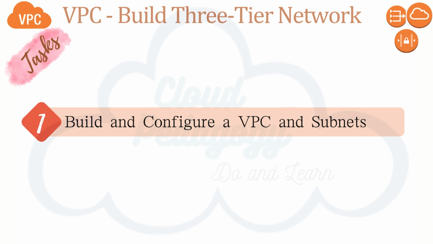Build and configure a VPC and subnets. With Amazon Virtual Private Cloud, meaning Amazon VPC, you can launch AWS resources in a logically isolated virtual network that you have defined. This virtual network closely resembles a traditional network that you would operate in your own data center. So basically, it has the same benefits of using the scalable infrastructure of AWS. A subnet is a range of IP addresses in your VPC. You can create AWS resources such as EC2 instances in specific subnets. So our first step will be to create a new VPC to host our 3-tier architecture.